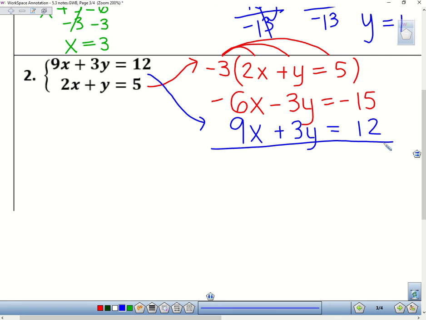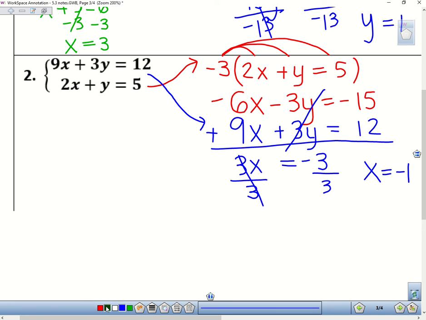And then I'm going to add them together. So what's 9 minus 6? Good, 3x. What happens to the y's? Cancels out. Equal to negative 15 plus 12. Not negative 13, but negative 3. Then we divide by 3, and we get x equals negative 1.